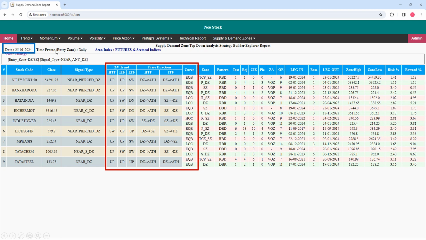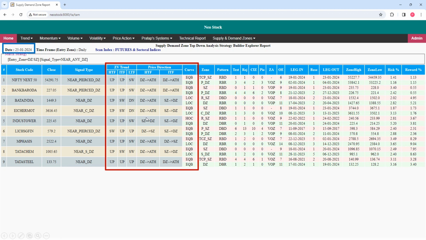After that, we have the time frame, which time frame this report is referring to. And all these reports are generated for which index? Because we are searching in the F&O segment. Equity stocks we are searching in F&O, and also a few sectorial indices we are searching.